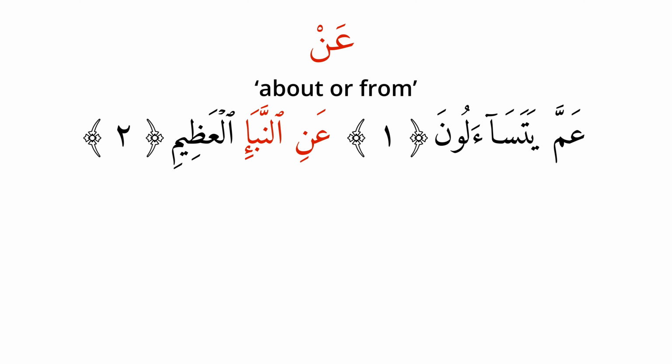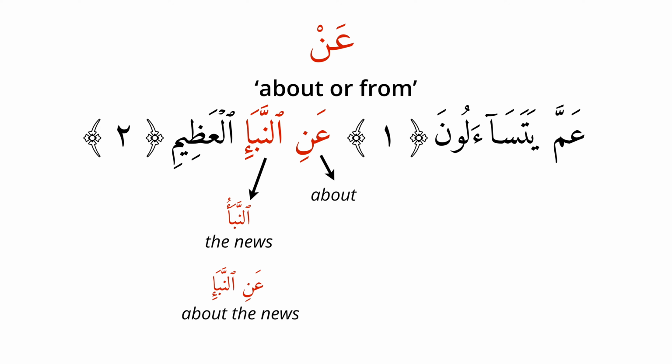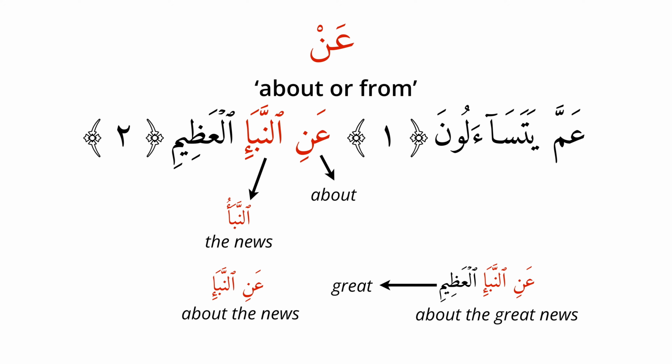Another example is from Surah An-Naba, verse 2, عَمَّ يَتَسَاءَلُونَ عَنِ النَّبَإِ الْعَظِيمِ. Here in the verse 2 we have the genitive phrase عَنِ النَّبَإِ الْعَظِيمِ, where an means about and an-naba'i is actually an-naba'u, which means the news. So عَنِ النَّبَإِ means about the news. عَنِ النَّبَإِ الْعَظِيمِ means about the great news, where al-azim means great. And the noun an-naba is majrur, meaning it is in the genitive case because of harfu jar an preceding it.